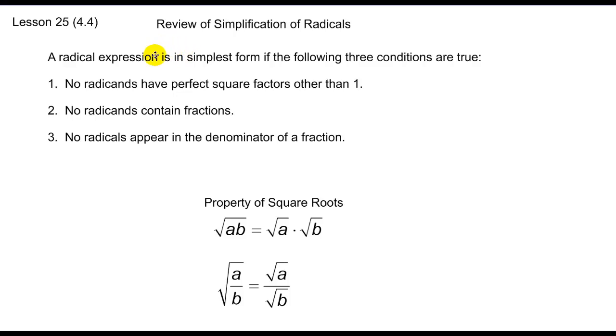So if I have a radical expression, we have to make sure it's in its simplest form. And in order for it to be in its simplest form, no radicands can have perfect square factors other than 1 inside them, no radicands can contain fractions, and no radicals can appear in the denominator of a fraction, as such here. A property of square roots is that I can take any product and split it into 2 factors, and take any quotient and split it into 2 terms.